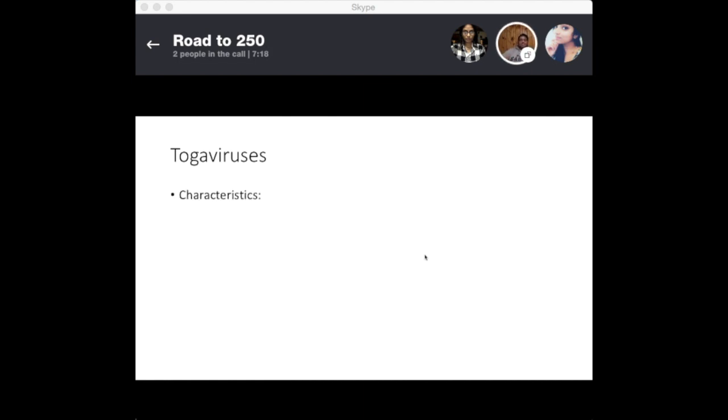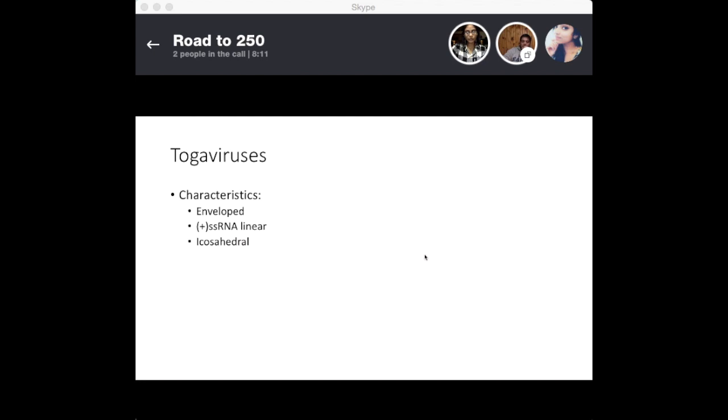So, could somebody tell me the characteristics? RNA virus, is it single-stranded? Single-stranded. Okay. Positive or negative? Positive, correct. Is it enveloped or non-enveloped? Enveloped. Correct. So it is a single-stranded positive RNA virus, which is linear. And then what's the shape? Icosahedral. Correct. What diseases does Togaviruses cause?